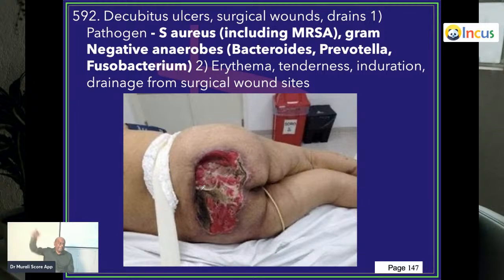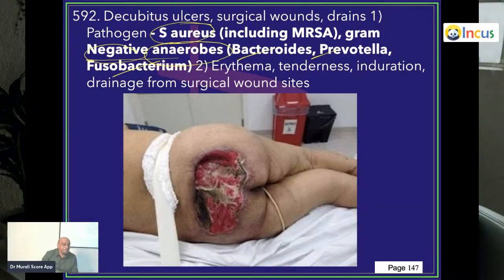Right? So he gave judgments on a lot of people. He's a very top judge. He was a high court judge. So there's a big challenge. Decubitus ulcers: Staph aureus, gram-negative organisms, or anaerobes like Bacteroides, Prevotella, Fusobacterium. All these gram-negative anaerobes are the big challenge.